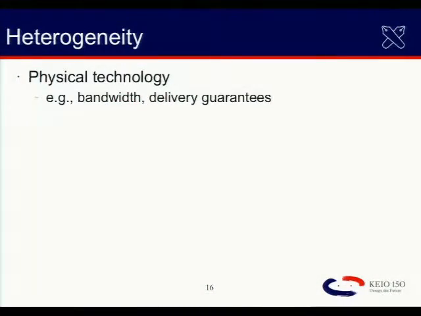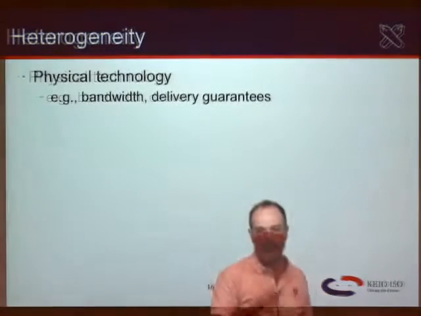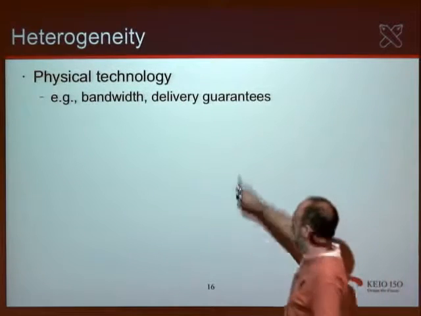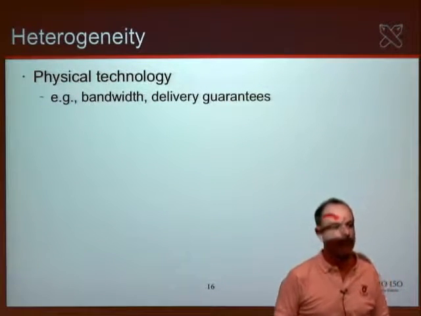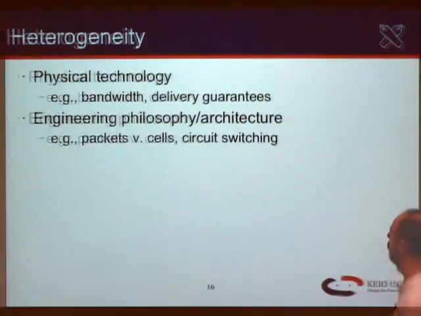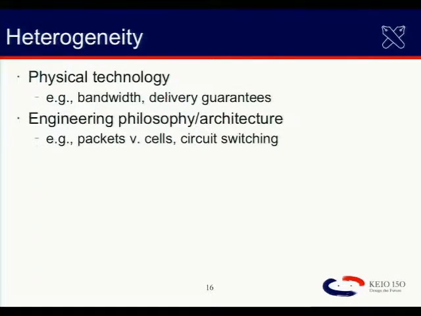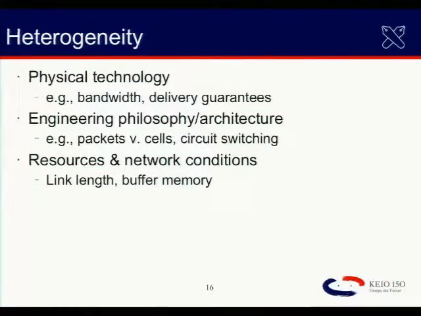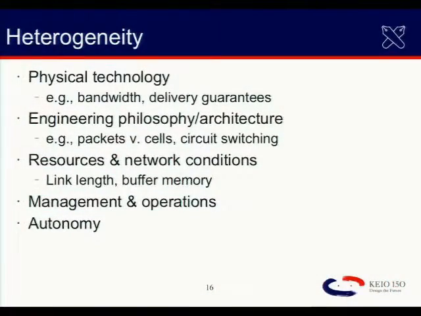Heterogeneity, physical technology, of course, bandwidth, pulse rate, quality of the channel, everything else all varies. This can be also, whether it's single pulses or strong laser pulses that you're actually using as your physical mechanism for actually doing your entanglement protocol there as well. Heterogeneity in your architecture, whether it's dealing with packets or circuit switching, what have you. Resource and network conditions, your length, your buffer memory, all that sort of stuff varies. Management and operations, and autonomy, which goes back to what I said about Google, Microsoft, Cable and Wireless, everybody, right? They want to have autonomous operational control over their entire network.